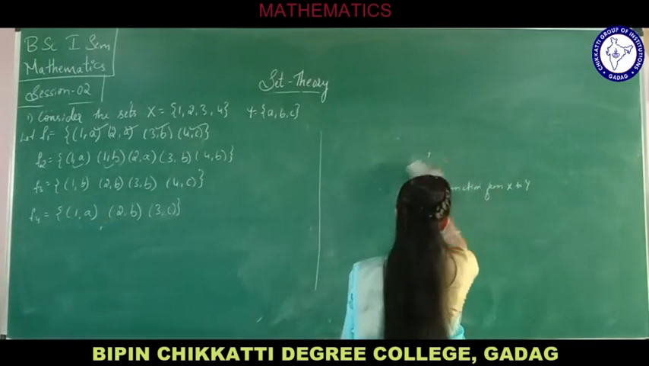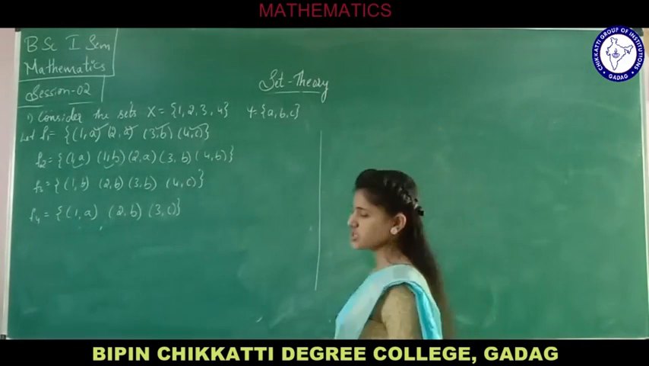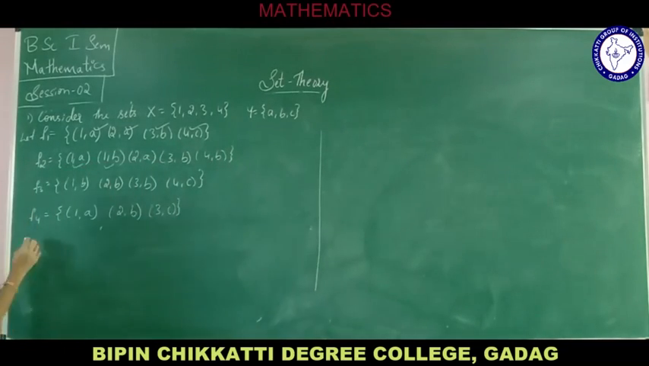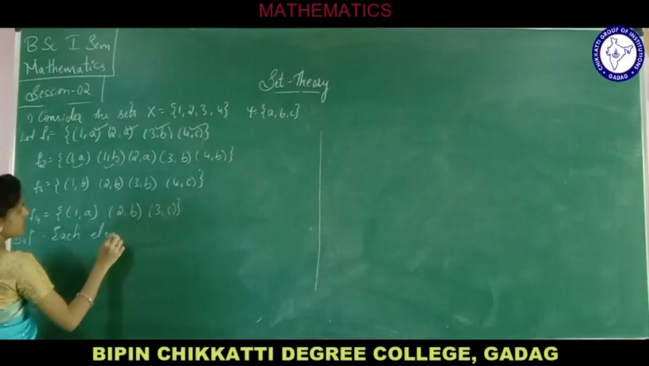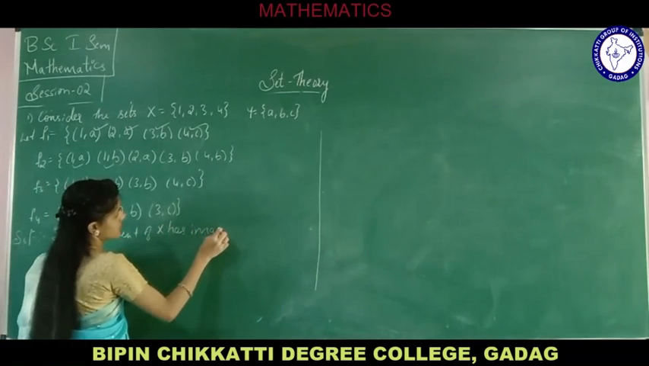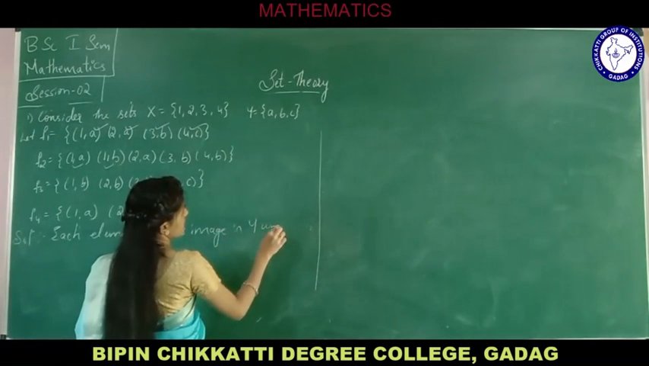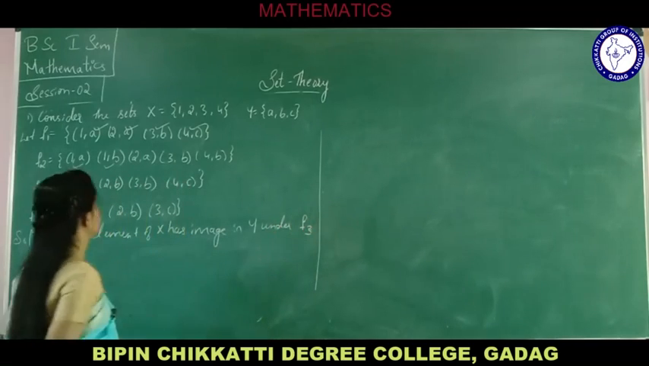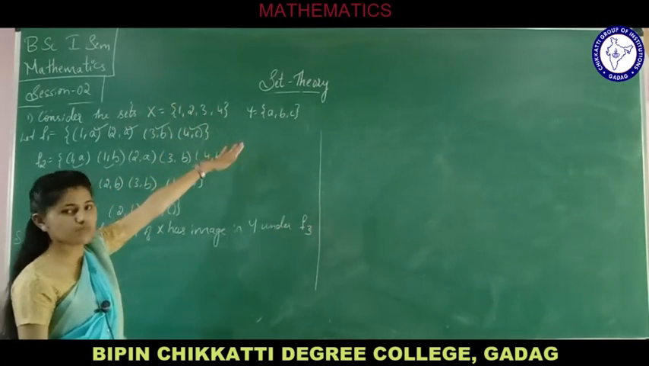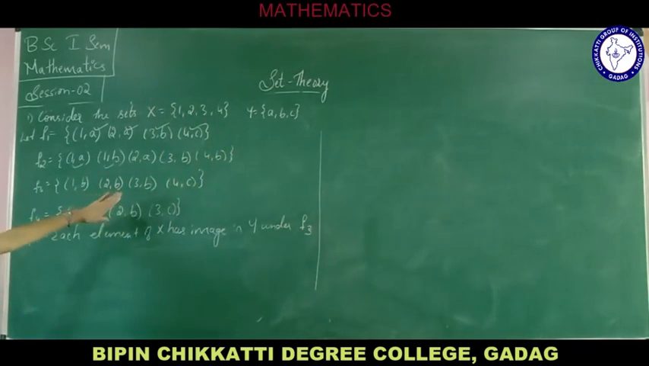Here we are checking the conditions of a function. What is it? Each element of X has an image in Y under f3. That is 1, 2, 3 and 4. All these elements have their images in Y, that is, B and C. So, we said that it has an image in Y under f3.